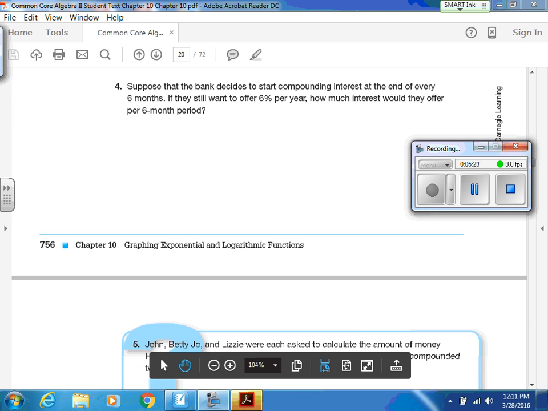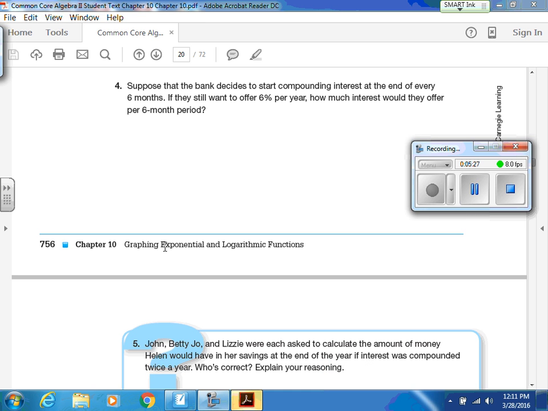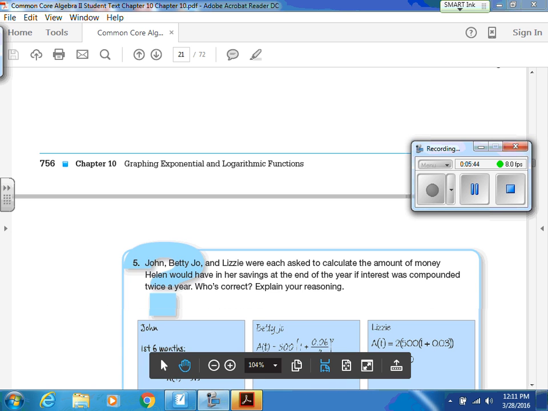Suppose the bank decides to start compounding interest at the end of every 6 months. Okay? It's still going to be 6% for the year. How much interest would they offer per 6 month period? 3%, right? Because it's being split. Good.